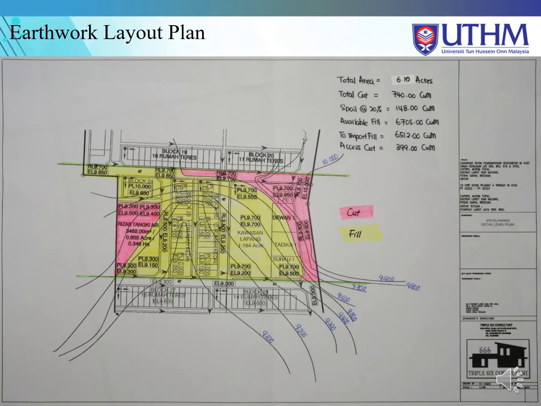So you can see here, this is our earthwork layout plan. The pink color area is the cut area, and the yellow color area is the fill area. The total area for our project is 6.1 acres, and the total cut is 740 cubic meters, and we need to import 6,512 cubic meters. So you can see our platform level and road level, and also the existing level on this plan.